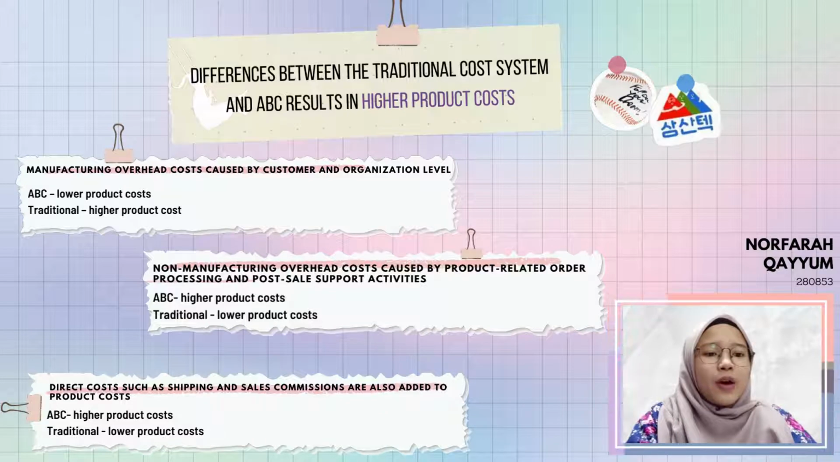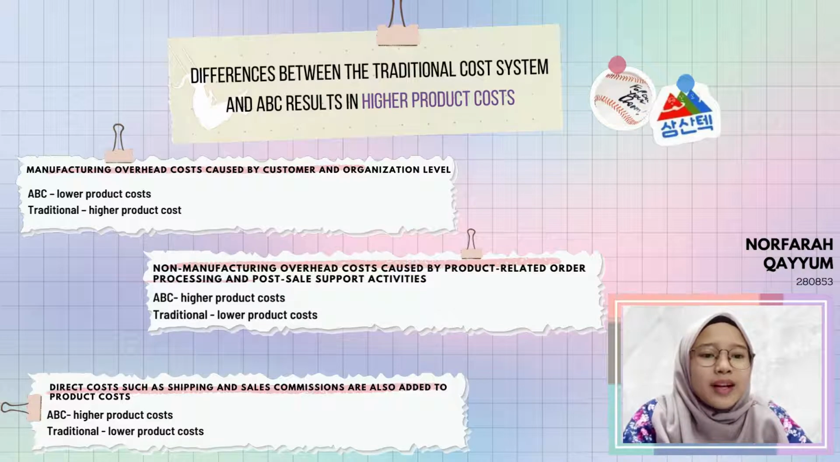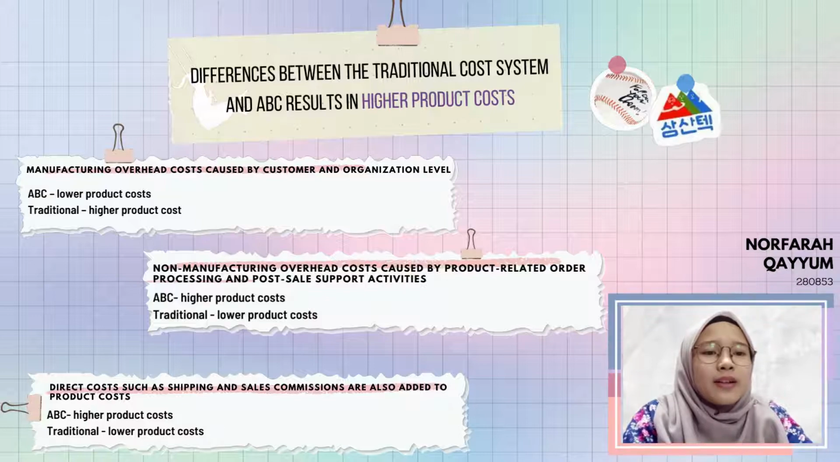The aggregate effect of these three differences between the traditional cost system and ABC results in higher product costs for both the standard and customized models. In conclusion, the traditional cost system and ABC have a lot of differences. In the comparison between the two cost systems, the comparative study discussed the conceptual difference between the two and the different effect on product costs.